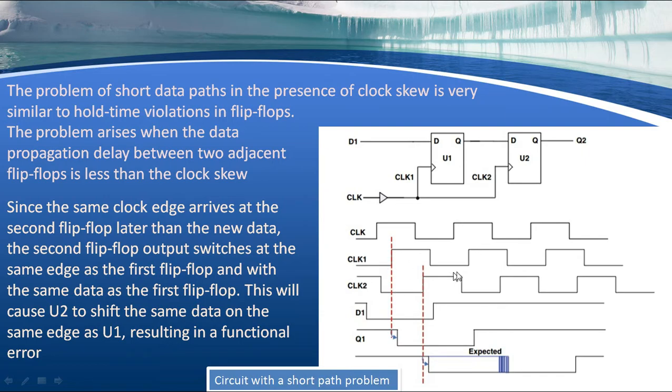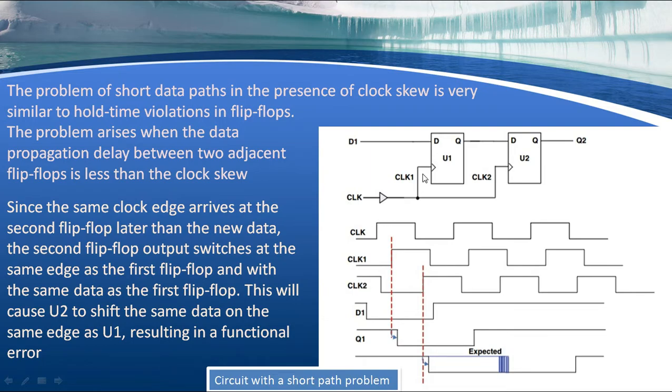See, two clocks are here. This is the second clock, and they have some skew. This is a skew. So the same clock edge arrives at the second flip flop later. Then the second flip flop output switches at the same edge as the first flip flop, with the same data as the first flip flop. This will cause U2 to shift the same data on the same edge as U1, resulting in a functional error.